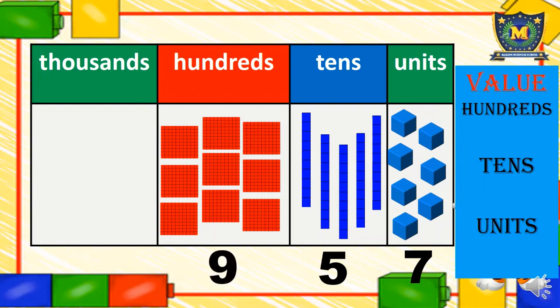Now let's see the value for each digit. Let's start with the units. We have here 7 units. Now what's the value for 7 units? If your answer is 7, then you're right. How about the 5 rods? What is the value for 5 rods? If your answer is 50, then you're right. How about 9 flats on the hundreds place? What's the value for 9 flats? If your answer is 900, then you're right.